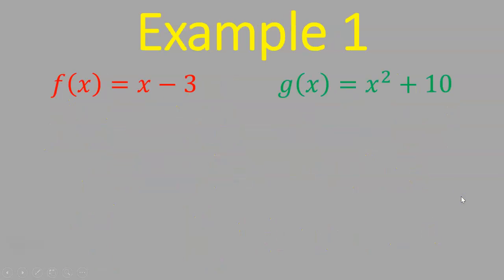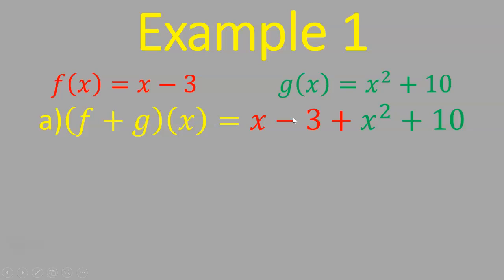Some examples with color coding. f of x equals x minus 3. f is the most popular name for a function because function starts with f, and g is the second most popular name for a function because it's just the next letter in the alphabet. So if we're adding these functions, you can see the color coding, we simply combine like terms. So nothing new there. 10 plus negative 3 is 7, and you just rearrange it in standard form.